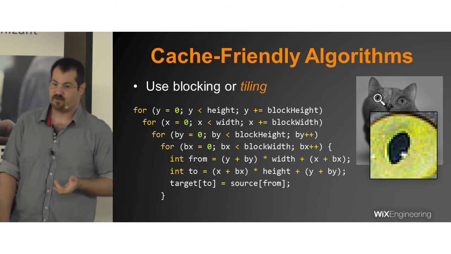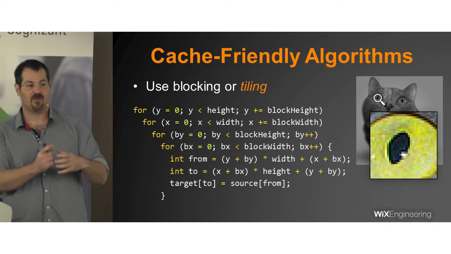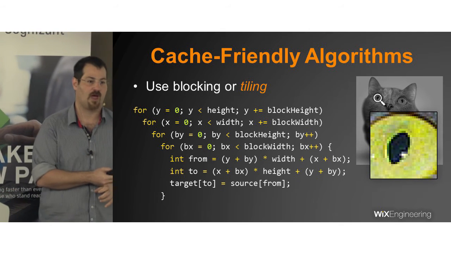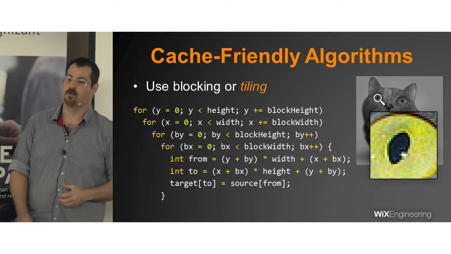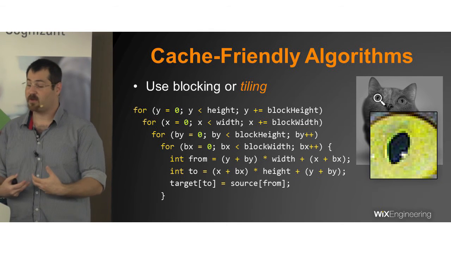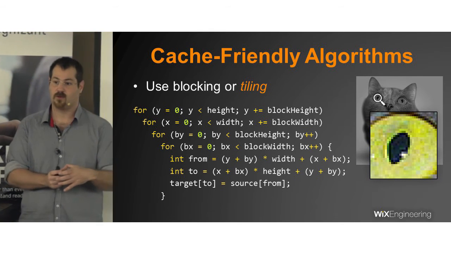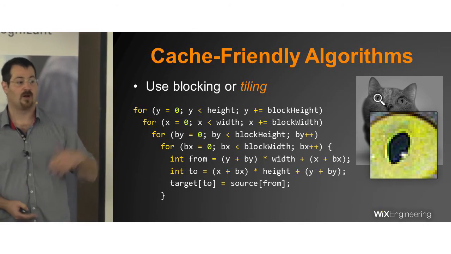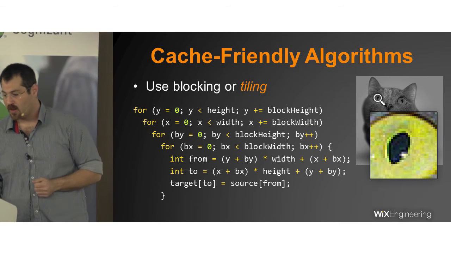The reason this is effective is because it limits the range of memory addresses that need to be hot in the CPU cache for any given chunk of computation. Across the entire image, you're processing the same number of pixels, but you're doing it in a different order that maximizes the use of hot cache lines, and you're not thrashing around in main memory.